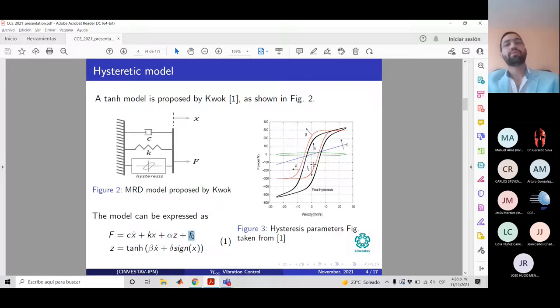The same figure represents the effect of delta and the sum of the displacement, which determines the width of the hysteresis loop. A broad hysteresis phenomenon corresponds to a large value of delta. This model will be used for nonlinear parametric identification purposes.